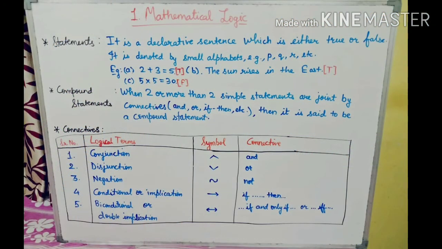So students, a statement is a declarative sentence which has either a true or false value but not both simultaneously. For example, the sun rises in the east. Its truth value is true. 2 into 4 is equal to 9. Its truth value is false because 2 into 4 is 8.